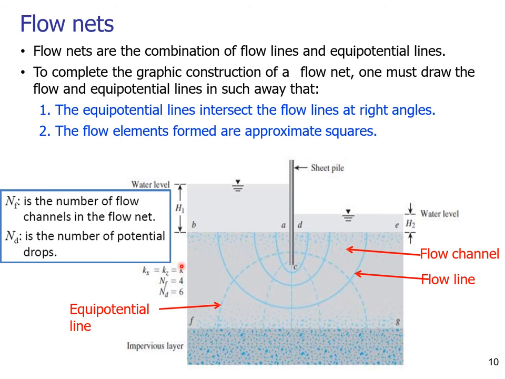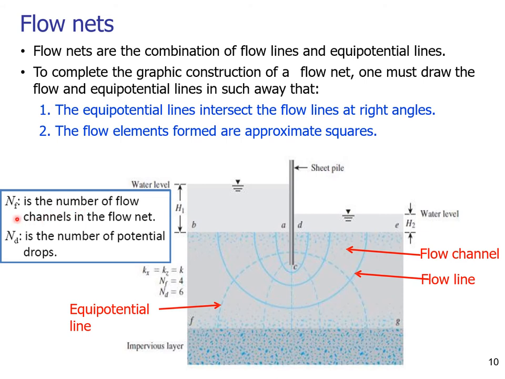Now in this figure you can see that this is the sheet pile, this is the upstream side and the level of water, and this is the downstream side water level. So H1 on the upstream side, H2 on the downstream side. You can see that this is one flow line, this is another, this is the next one. Impervious boundaries are also considered as flow lines. So keeping this in mind.